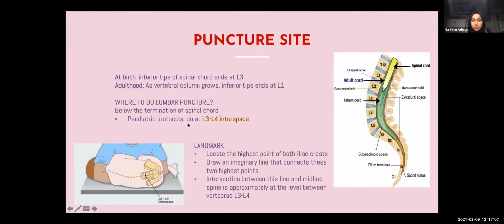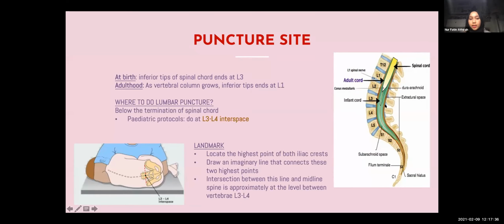And then for the puncture site, as we look at this picture at the right side, at birth, the inferior tip of the spinal cord will end at L3. As the vertebral column grows, in adulthood and older children, the inferior tip will end at L1. So where do we do the lumbar puncture? We do it below the termination of the spinal cord. In pediatric protocols, we do it at the L3 to L4 interspace.